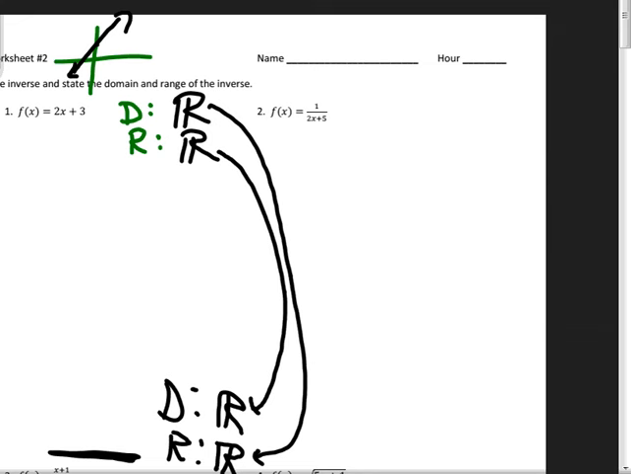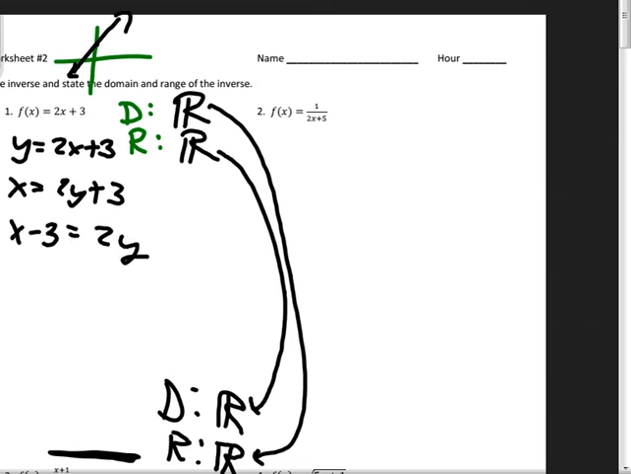Okay, now let's do the 3-step process. y equals 2x plus 3, and then reverse the x and the y. x equals 2y plus 3. Then you subtract 3 from both sides. x minus 3 equals 2y. Then you divide by 2. And could you say (x minus 3) divided by 2? Yep. Or you could have said x over 2 minus 3 over 2. Okay, so there's my function, or my inverse, right there.